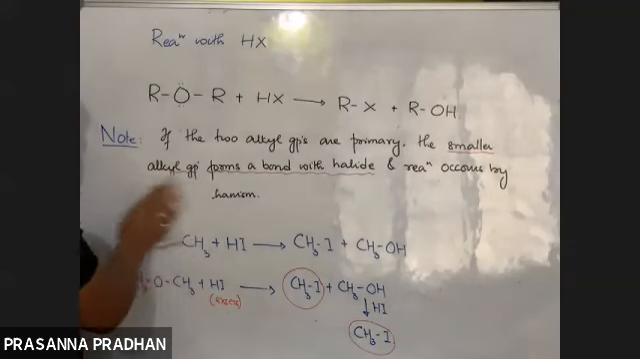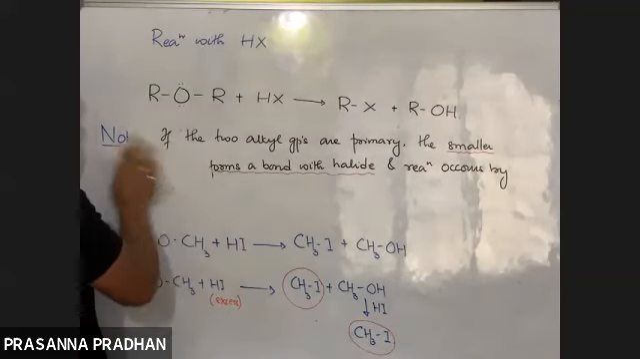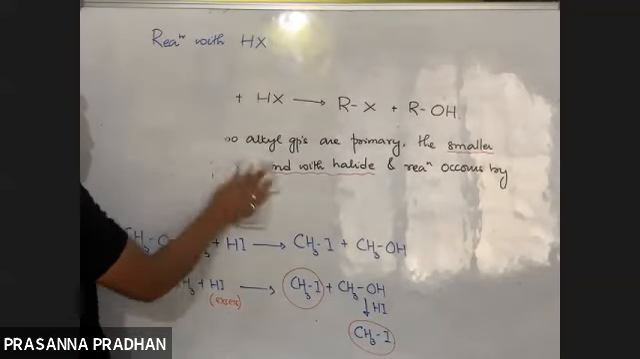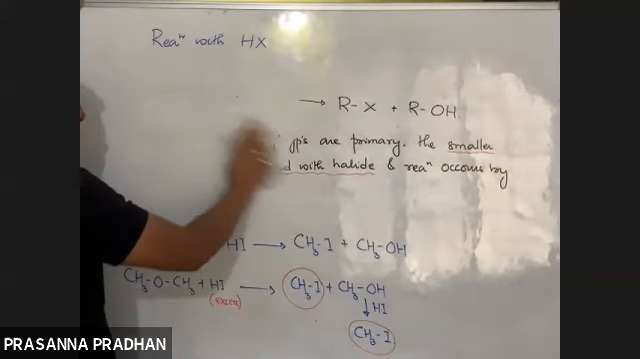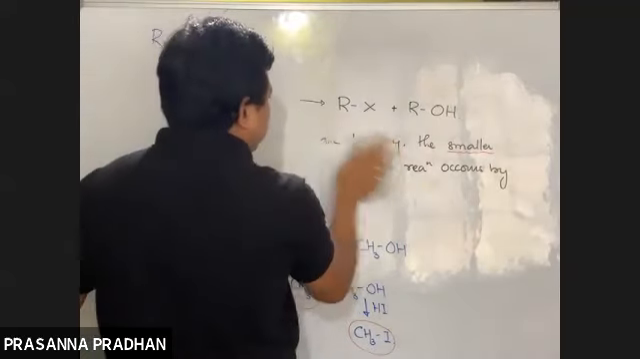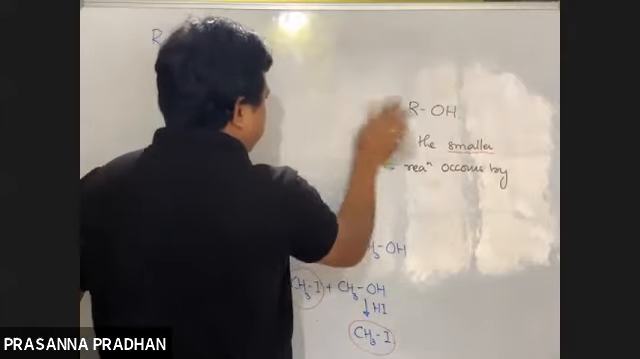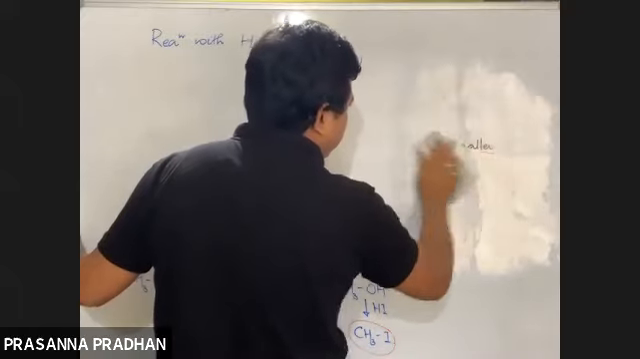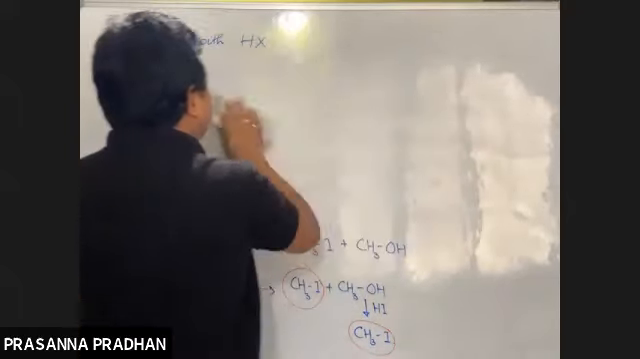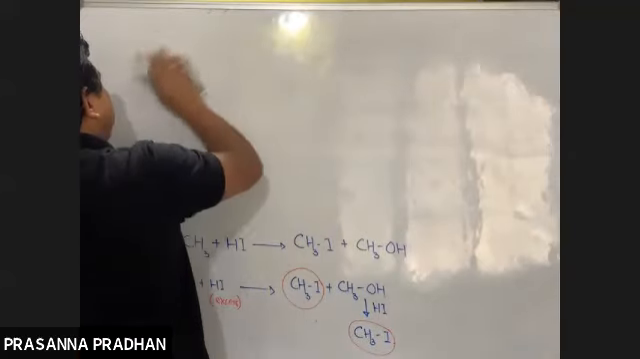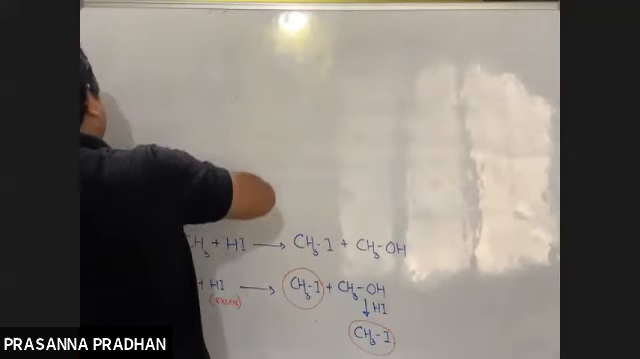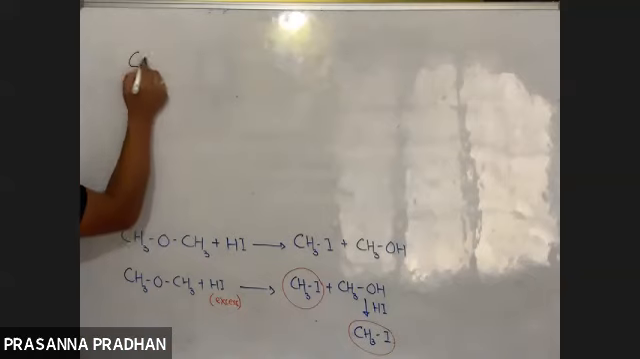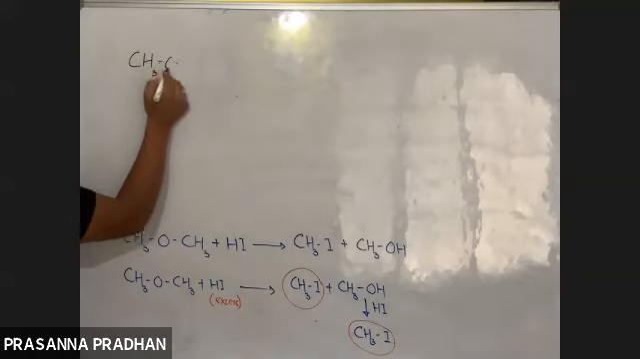So this was the simplest case. Now let me increase the difficulty level of the question. We have a very important point: if the two alkyl groups are different and both are primary, then the alkyl group containing the lesser number of carbon atoms, the smaller alkyl group, forms a bond with the halide. So let us solve some more questions now. Do this on your own.